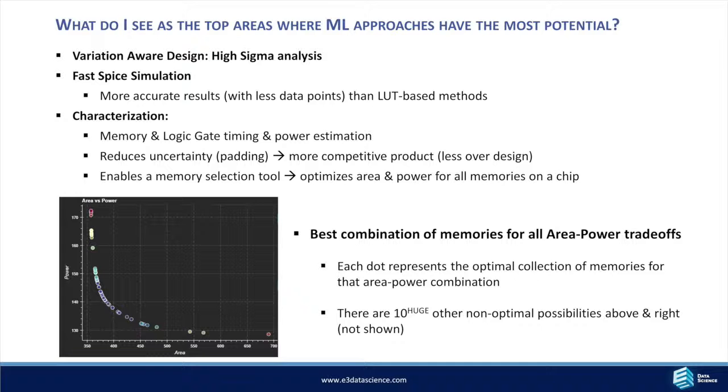Doing this will reduce the uncertainty or the padding that people like to apply and ultimately give you a more competitive product. I was able to leverage machine learning to create a tool like a memory selection tool. If you have really accurate estimation, you can create what I call an efficient frontier of memory selection. The graph is a little hard to read, but each dot represents a portfolio of memories for a given area-power trade-off for that chip. When people select memories for the chip, they usually end up somewhere on the interior of this graph, and they're not going to have the most efficient selection.